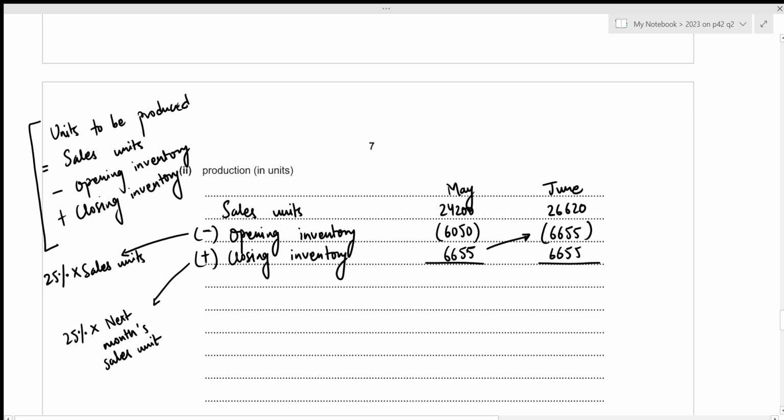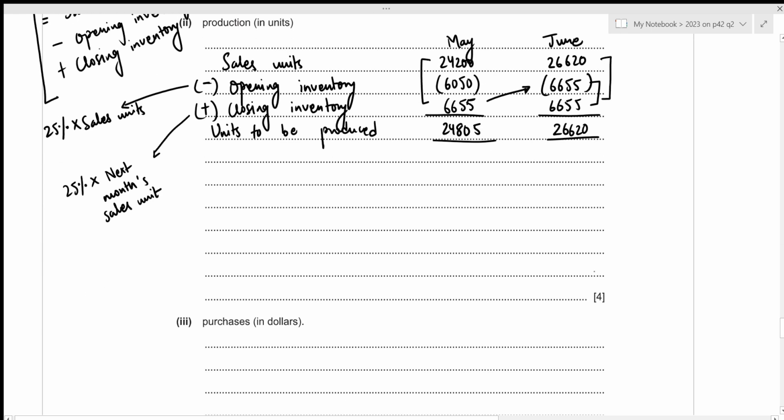Okay, now we can just calculate our units to be produced. For the month of May, that is 24,200 minus 6,050 plus 6,655, which results in 24,805. And for the month of June, that's 26,620 minus 6,655 plus 6,655. So these just cancel each other out, which means that the units to be produced is just going to be equal to the sales units of 26,620. That's all for the second part.